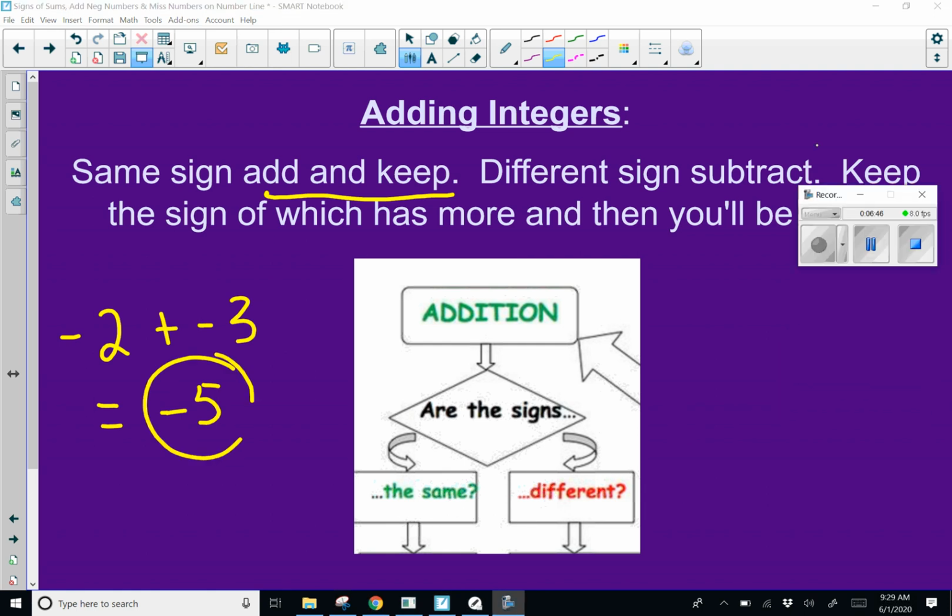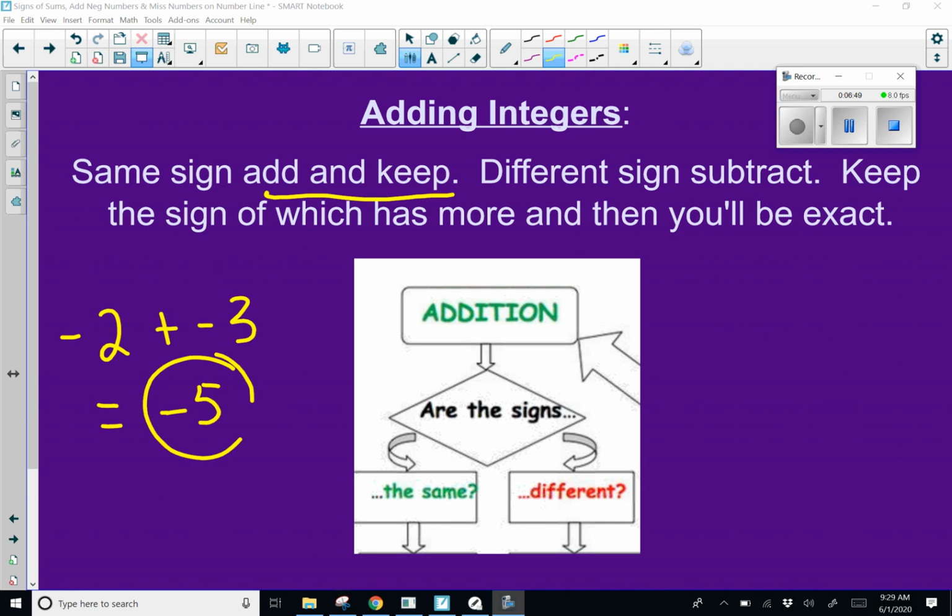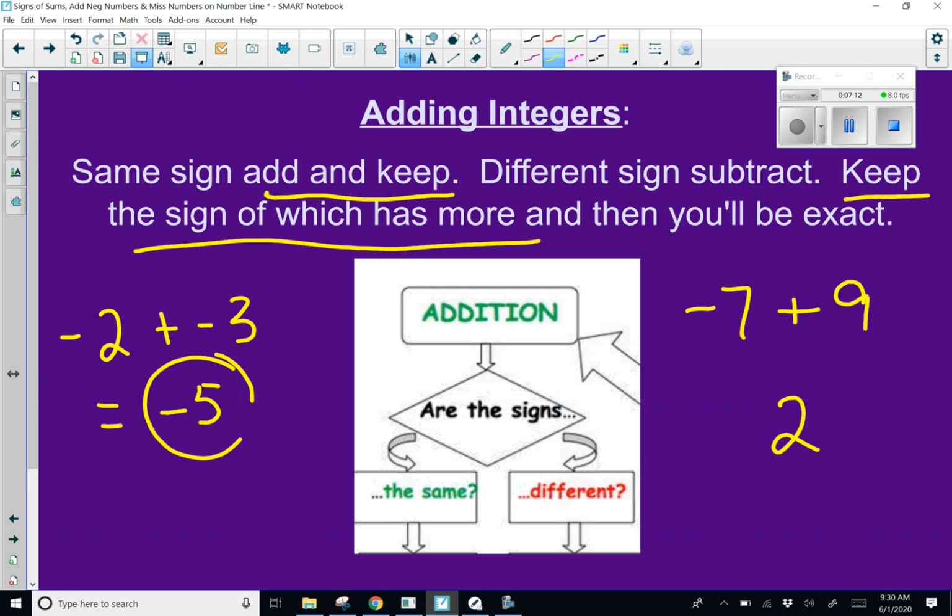Different signs, subtract. Keep the sign of which has more, then you'll be exact. Well, let's try a subtraction one. Let's say I have negative 7 plus 9. Well, 7 is clearly negative and 9 is positive. So those are different signs, so I'm going to subtract them. 9 minus 7 is 2. And then notice it says, keep the sign of which has more. Well, do I have more positives or negatives here? Think about that scale again. If I put 7 negatives on one side and 9 positives on the other, which one's going to weigh more? Clearly your positives, which means my answer is going to be a positive 2.